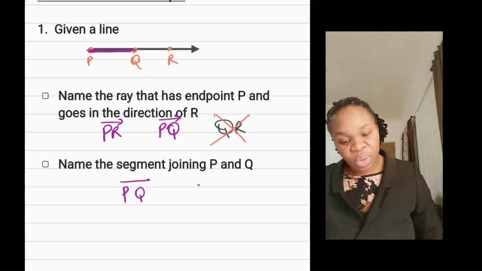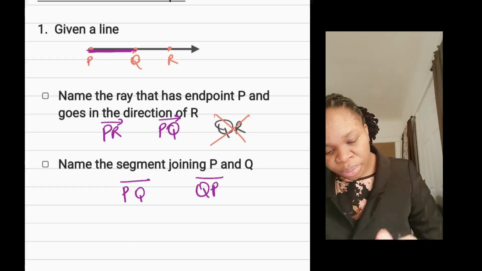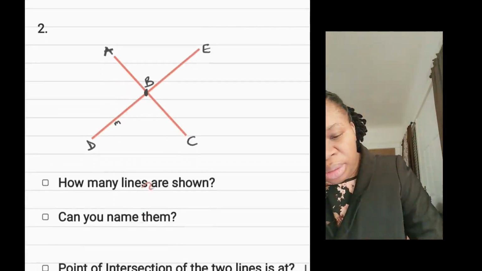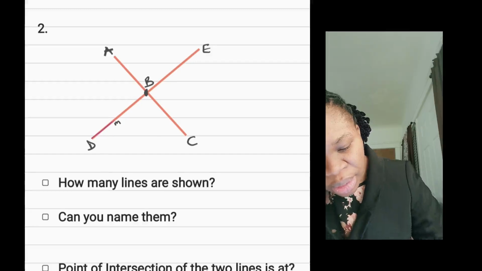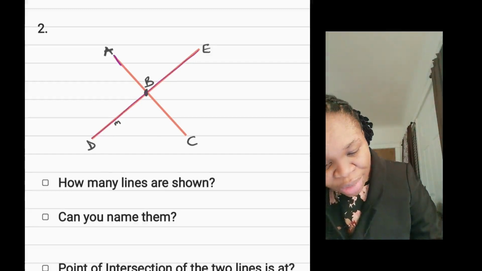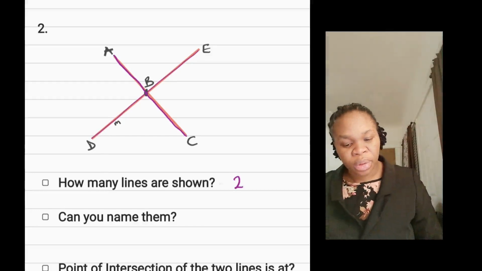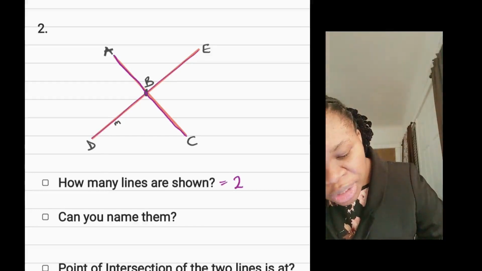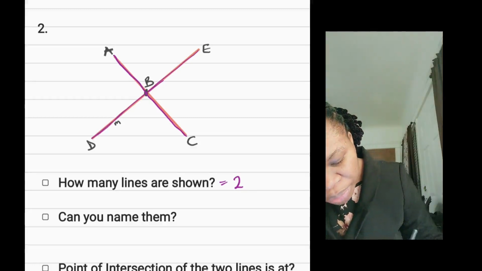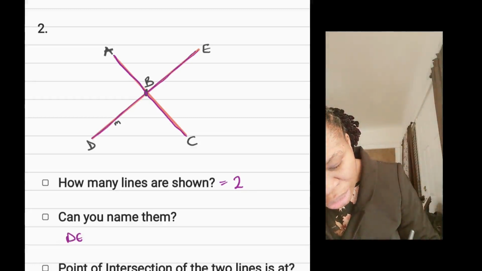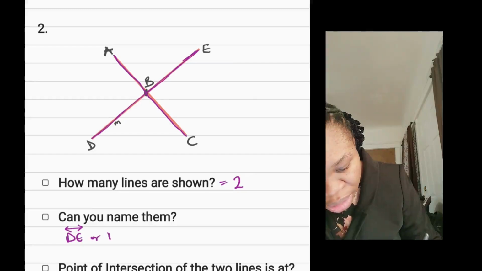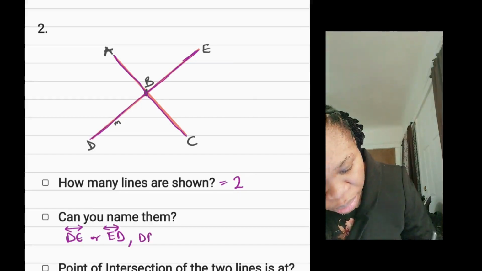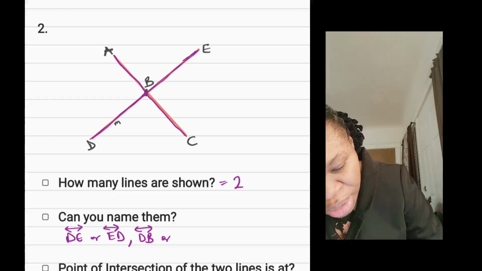So let's consider this other example. How many lines are shown? So from here we have this, this is the first line, and this is the second line. So we have just two of them. Can you name them? So for the first line, we have D to E. You have to denote your line like this. And also we can have E to D. You can call it ED. We have DB, or you can call it BD.